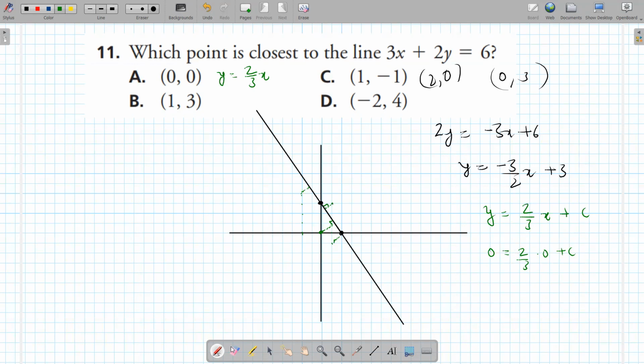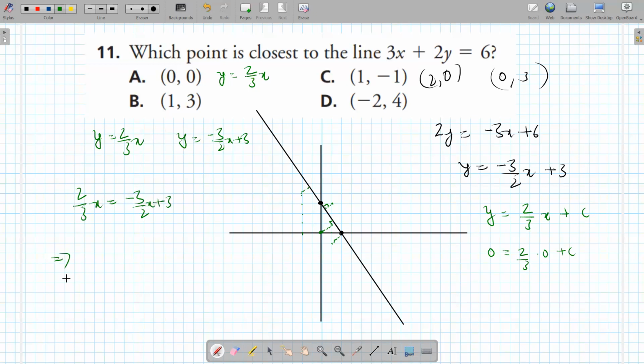Now you know that equation. How do you find the distance? What you need to do is find the point of intersection, where they intersect. Where (0, 0) intersects with this line, at what coordinate? Look at this. We have y equals 2/3 x, and y equals negative 3/2 x plus 3. I'm going to set the y's equal to each other to see where they would intersect.